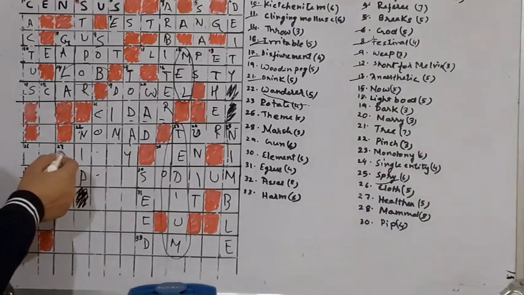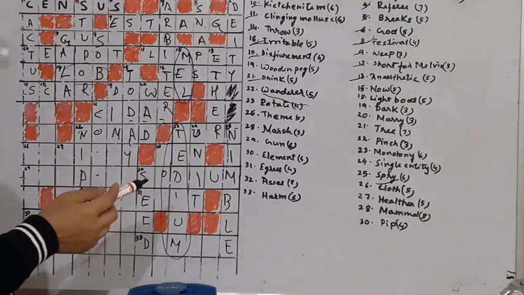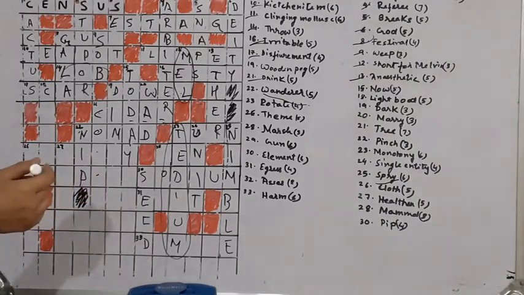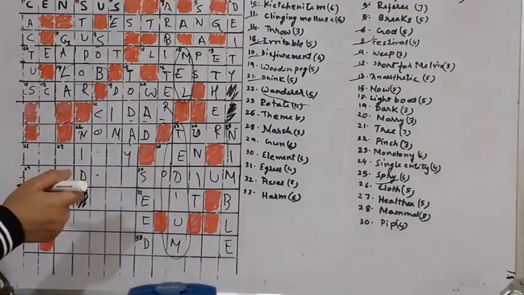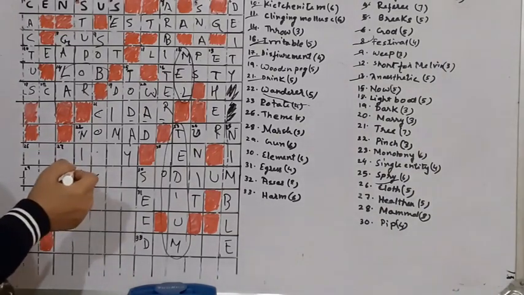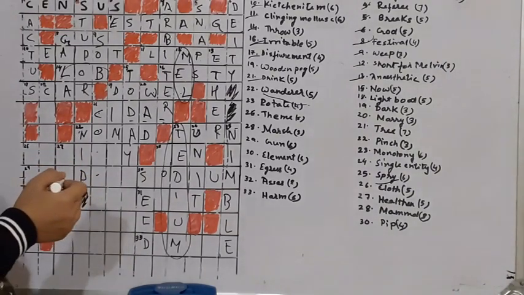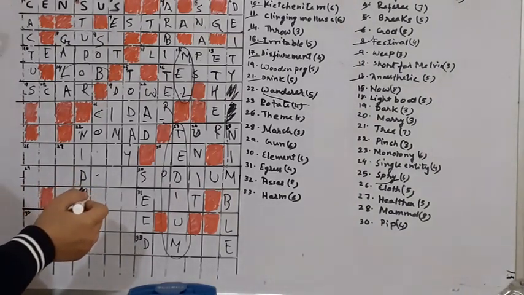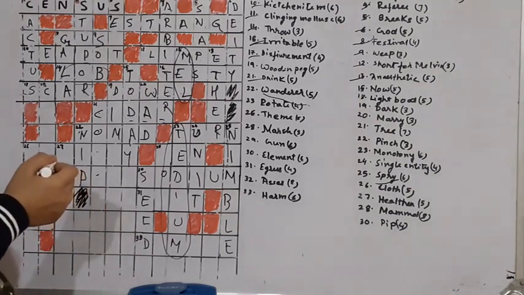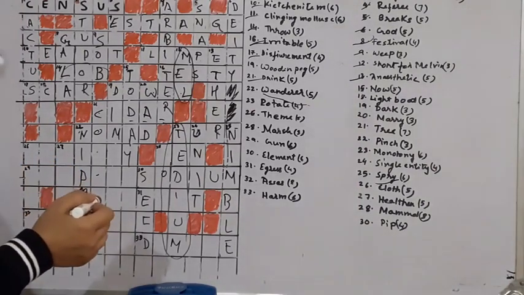Should we go for this? 19. 19 down is dark. Dark, and it begins with dim. It is, let me check it, star, I believe I have written. Then it is a light.